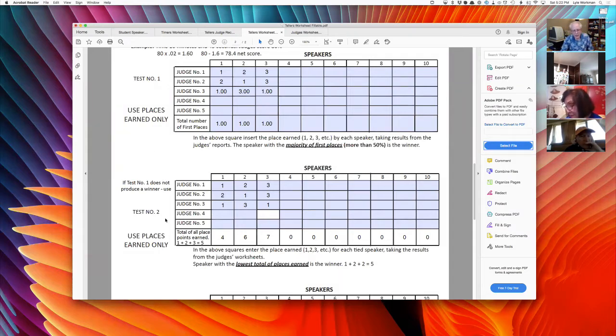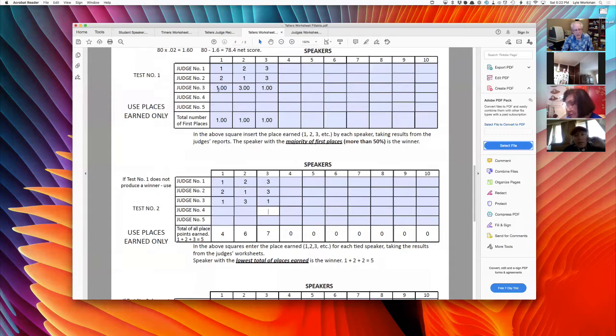Got it. So as you can see, I've copied all this information from up here. I copied it down here, and the totals have been entered down here. You see it? If you do it in the computer, it will add it up for you automatically. If you do it by hand on paper, you need to add the numbers together. So right now, speaker number 1 has a 4, speaker 2 has a 6, speaker 3 has a 7. So the person with the lowest total of places, with a 4, is the winner.